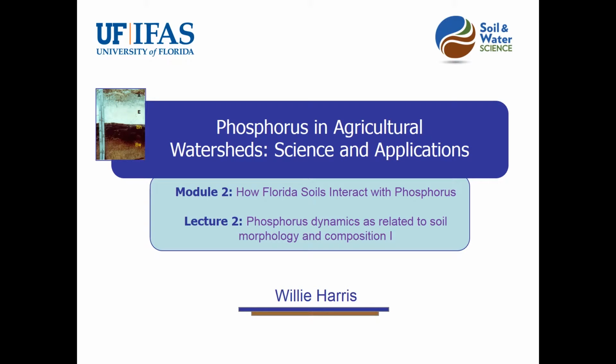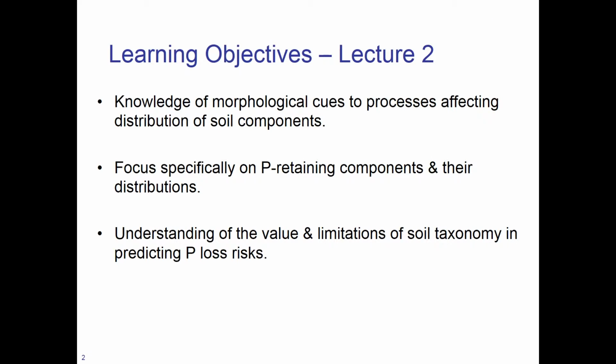Lecture 2 is the first in a series of 2 lectures on phosphorus dynamics as related to soil morphology and composition. The learning objectives for Lecture 2 are to convey knowledge of morphological cues to processes affecting distribution of soil components, to use that knowledge to focus in specifically on phosphorus retaining components and their distributions, and a third objective is to understand the value and limitations of soil taxonomy in predicting phosphorus loss risk.